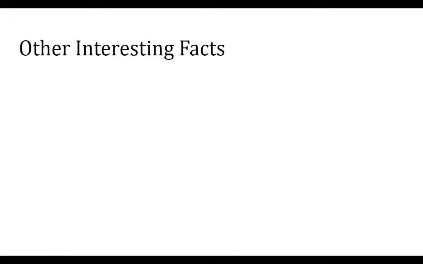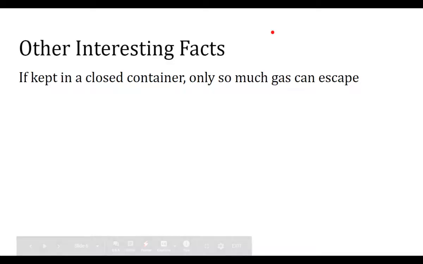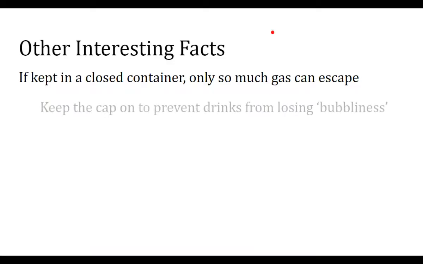Okay, so some other interesting facts that come in with this. If you keep something in a closed container, only so much gas can escape. So what this means for a carbonated drink is if you keep the cap on, those bubbles can't form because there's too much pressure, and so they'll just stay dissolved. And so that's why if you keep the cap on a drink, it will prevent it from losing its bubbliness, which we call going flat, right? So keep the cap on, it'll help keep it from going flat.